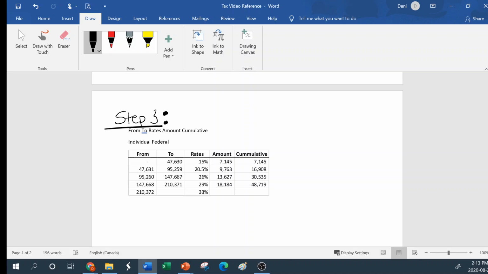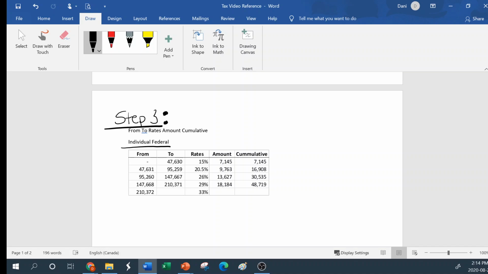So these are just individual federal tax rates, so they don't include provincial taxes. So for example, if you make $47,630 in a year, you would be taxed at 15%, meaning that you would pay $7,145 in tax for that year.